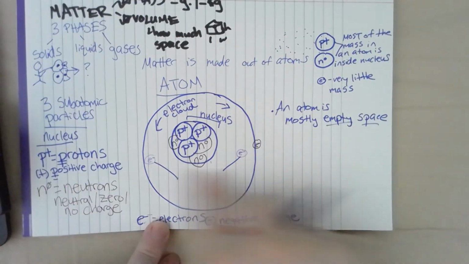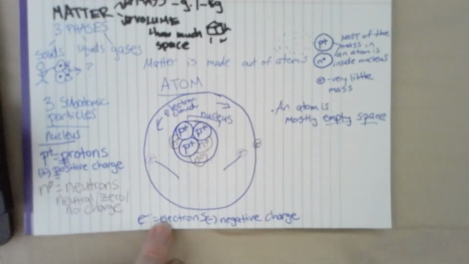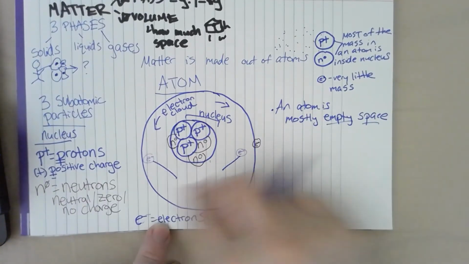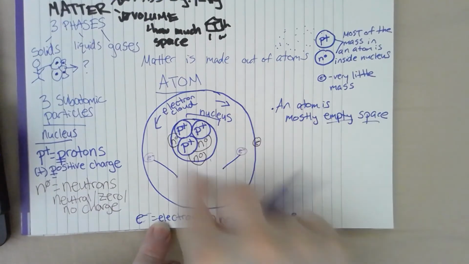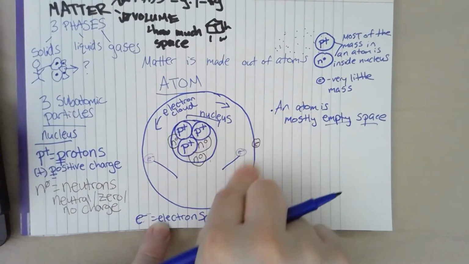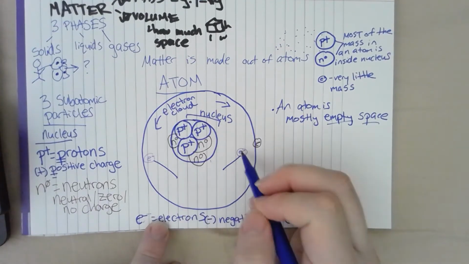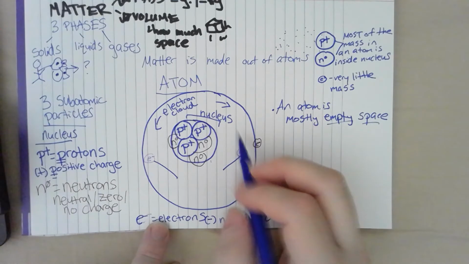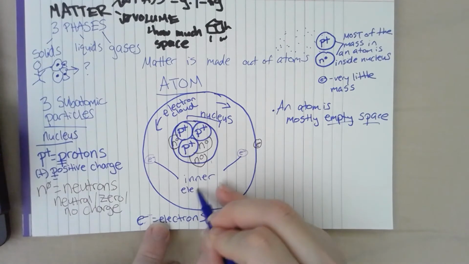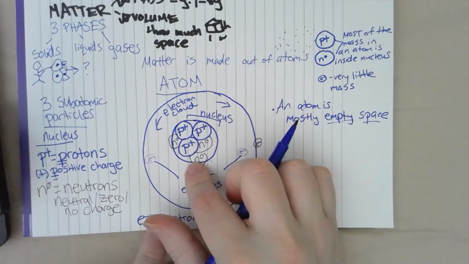So electrons move really fast around the nucleus. Think of the nucleus as like the sun and the electrons as like the planets that are orbiting around the nucleus, but really fast. Outside the nucleus, we have the electron cloud, and this is where the electrons can be found, orbiting the nucleus really fast. These two electrons that are not too far away from the nucleus, we call these inner electrons, because they're inside the cloud.